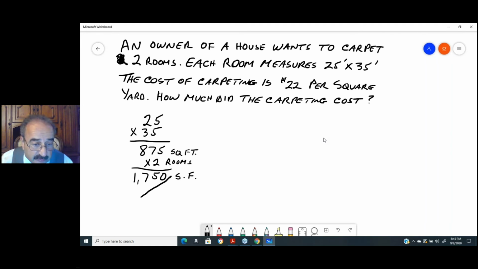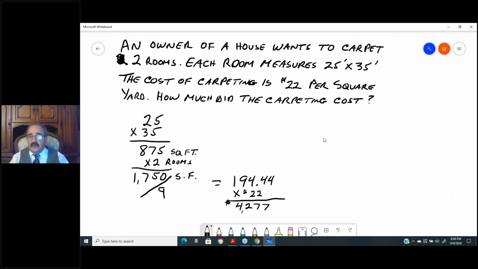So 1,750 divided by 9 square feet, that's going to equal 194.44 square yards times $22 a square yard. The carpeting cost, I think it came out to $42.77. And that's the answer. I'm telling you this, you do anything else, it's going to be wrong. And that's why they always show this on the state exam. Yeah, 42.77, very good. So, yeah, carpeting is sold in square yards.